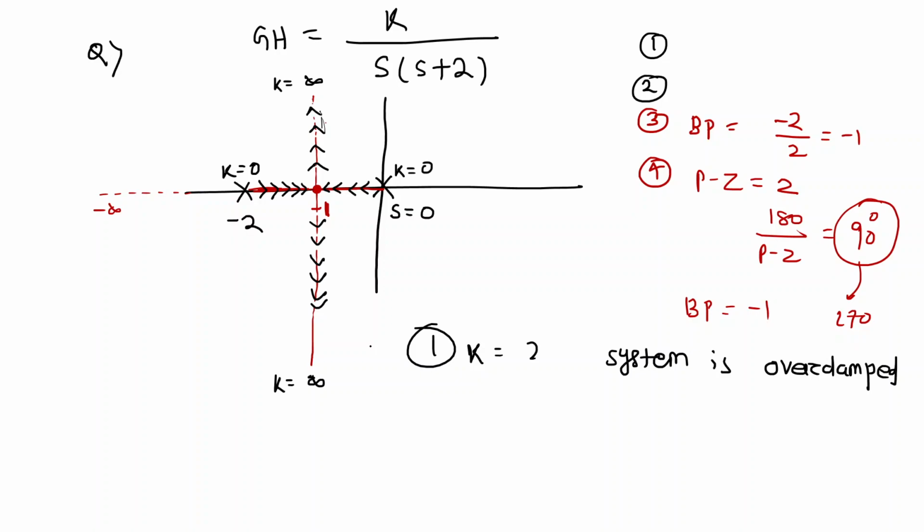Can anybody tell me? K equal to minus 1, sir. How can you say, ma'am? Where is minus 1? How can you say K equal to minus 1?